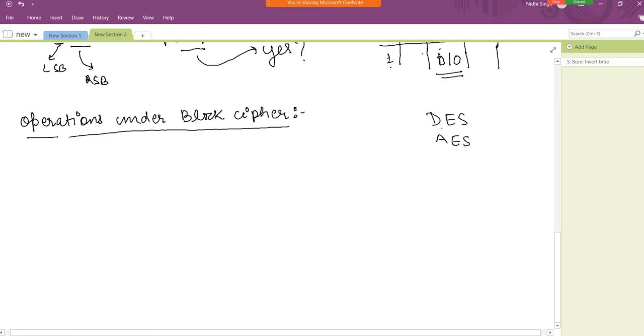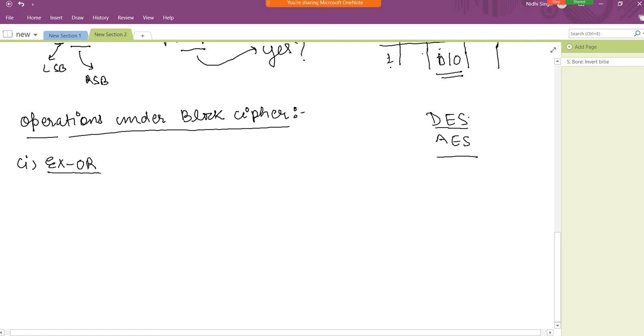So there are so many components associated with DES and AES. In order to understand, we do not directly jump to the DES algorithm. First we have to understand its components. Otherwise it will be very, very complex for you guys to understand this type of concept. So operations under the block ciphers are very, very easy to understand. It is already known by you, but it is part of the syllabus. That's why I am depicting this.